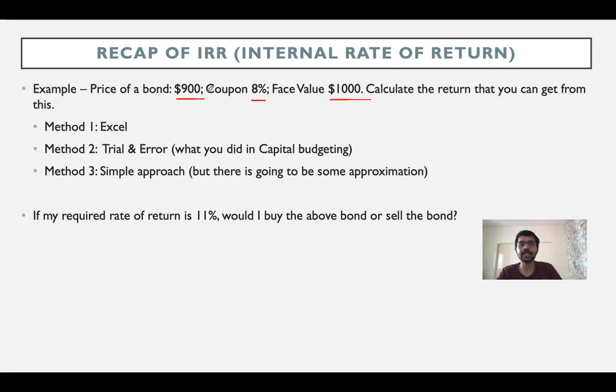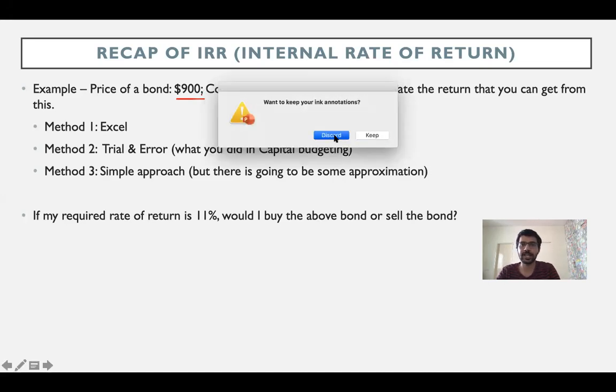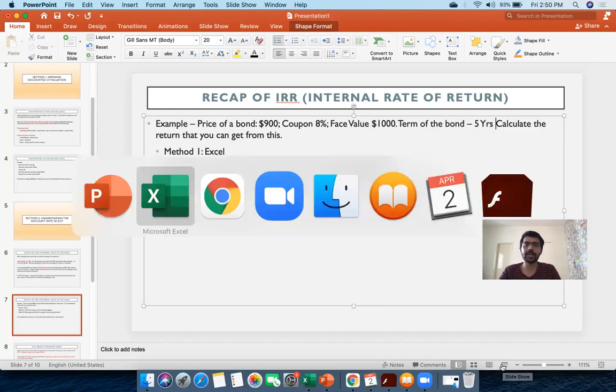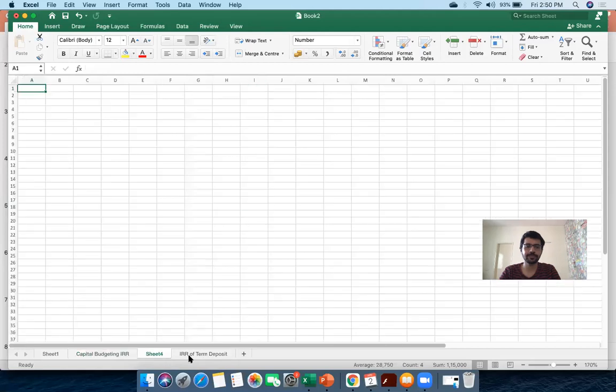I believe I did not take the term of the bond. Let's say the term of the bond is 5 years, right? Let me just add it. Okay, let's say that the term of the bond is 5 years, and now you are required to calculate the return on this investment, or nothing but you are required to calculate the YTM of the bond. Let me quickly move to the Excel spreadsheet.